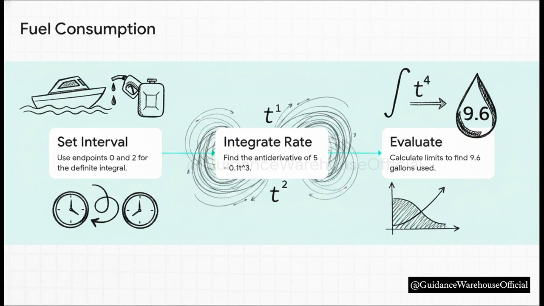Step 2. We integrate the rate function itself. The antiderivative of 5 is simply 5t, and the antiderivative of 0.1 t cubed becomes 0.1 t to the fourth over 4. Step 3. We evaluate this using our boundaries of 0 to 2. By plugging in that 2, we get 10 minus 0.4. The answer? The boat used 9.6 gallons of gas.